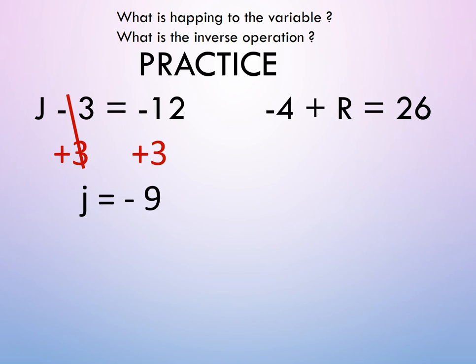It's being added by negative 4. How do I get rid of negative 4? Well, I would subtract negative 4. And to subtract negative 4 is the same as saying adding 4. So I would add 4 to both sides. Negative 4 plus 4 goes bye-bye. And of course, 26 plus 4 is 30, so r equals 30.